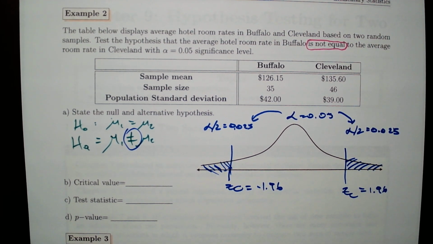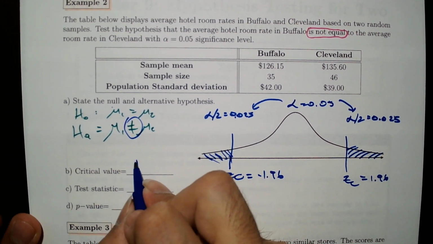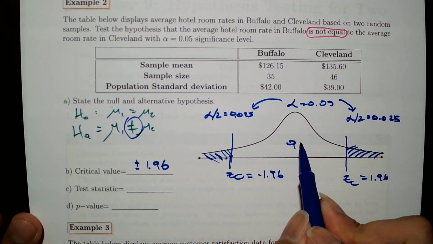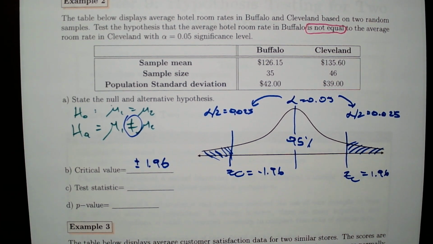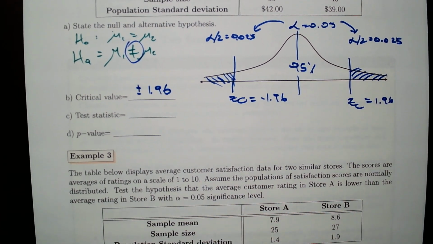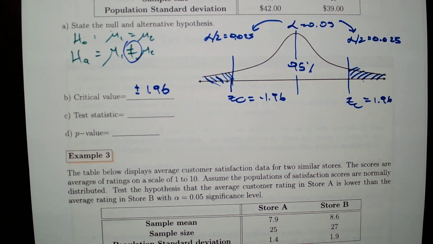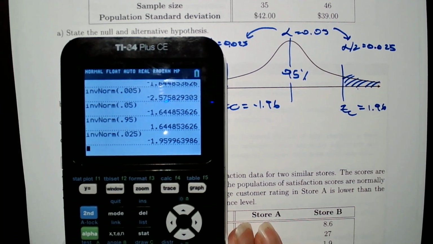Okay, what's going to be next here? Well, the critical values are plus or minus 1.96. Everything in the unshaded region, we fail to reject the null hypothesis. Otherwise, everything falling in the shaded region, we reject the null hypothesis.